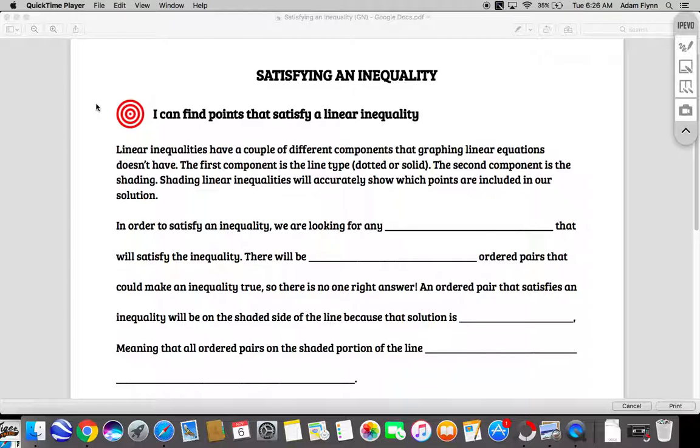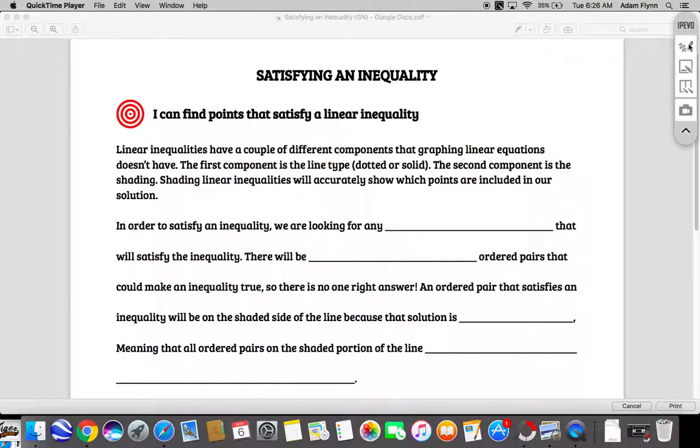So linear inequalities have a couple of different components that graphing linear equations do not have. The first component is the line type, so we're going to have a dotted or a solid line. And then the second component is the shading. Shading linear inequalities will accurately show which points are included in our solution. Okay, so we'll take a look at how to graph a linear inequality later on.